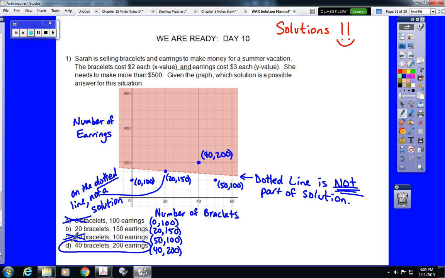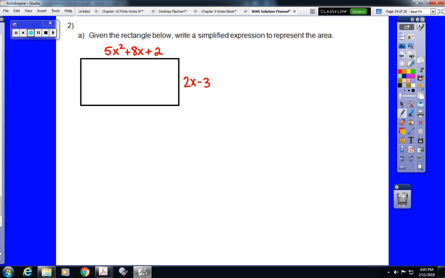Number 2 on this worksheet deals with area and perimeter of a shape where we are told the length and the width as polynomials. It says write a simplified expression to represent the area for part A. Well, area is length times width, and you're supposed to know that. That is not on the reference sheet. Also means I couldn't answer that question. If you asked me on the test, what's the area of a rectangle? I'm not allowed to answer that question. You've got to know it.